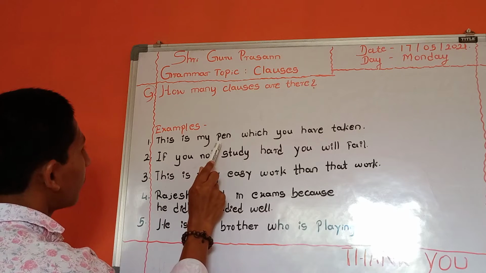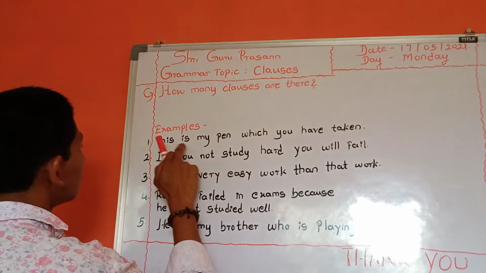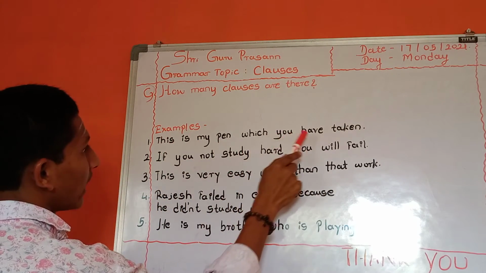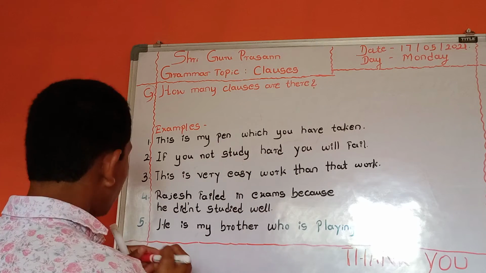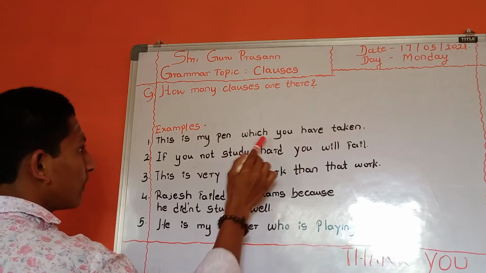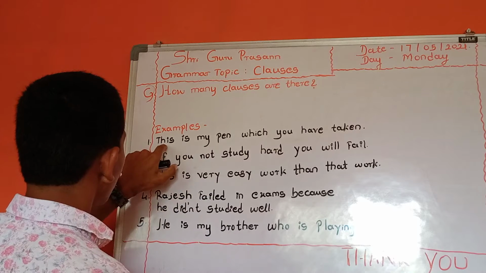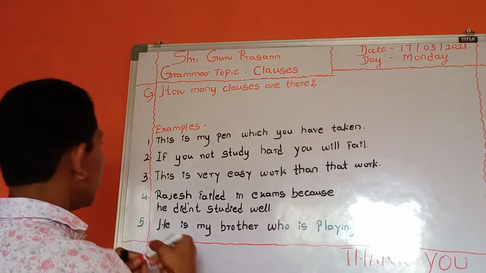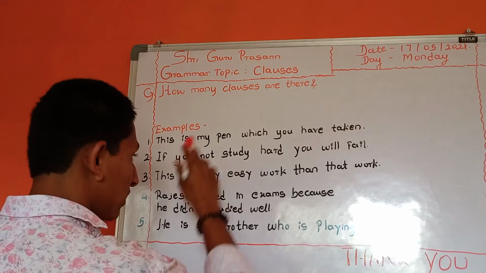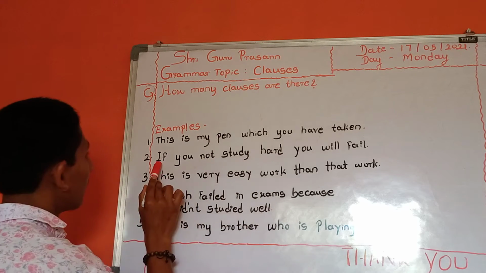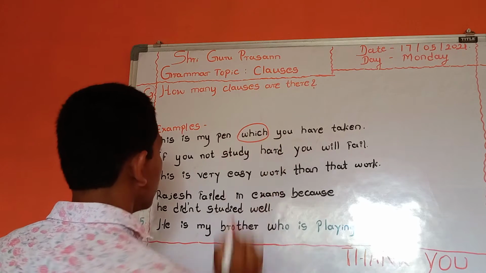This is my pen which you have taken. Which is the independent clause and which is the dependent clause here? I will tell you. This is my pen. This sentence is the independent clause. How? I will tell you after completing all these examples. First, I will tell you this is the subordinating conjunction.